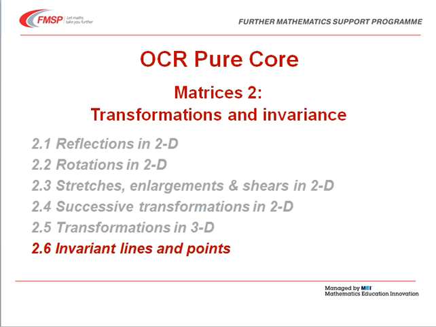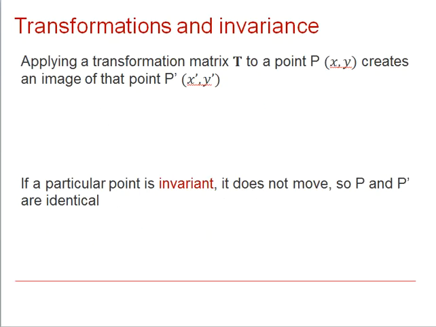Hello, this is the sixth and last session of the second matrix series of OCR Pure Core AS Further Maths. Today we'll be looking at invariant lines and points. When we looked at transformations such as reflections, rotations in 2 dimensions and 3 dimensions, and also enlargements, stretches and shears in 2 dimensions previously, you may have noticed that some points or lines were not changed by the transformation. That is to say, they were invariant.